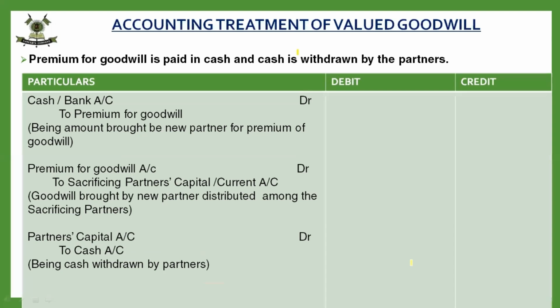But after this, what is going to happen? They are going to withdraw that amount. So your third entry will be partners' capital account to cash account. So what has happened? Cash has come into the business, their capital account has increased, but premium for goodwill has cancelled. Fine. And this cash has been withdrawn. So this cash has not been retained in the business.